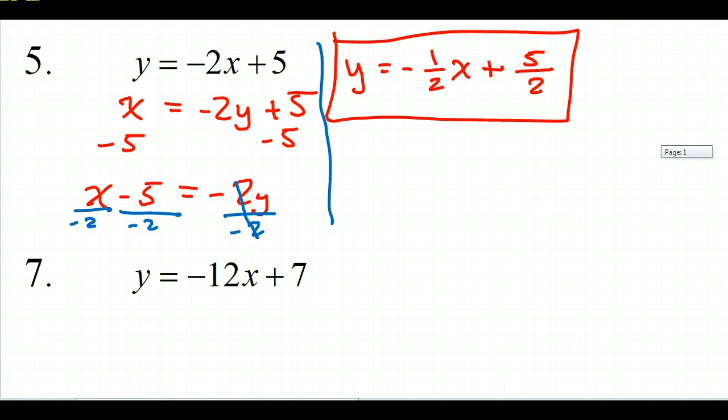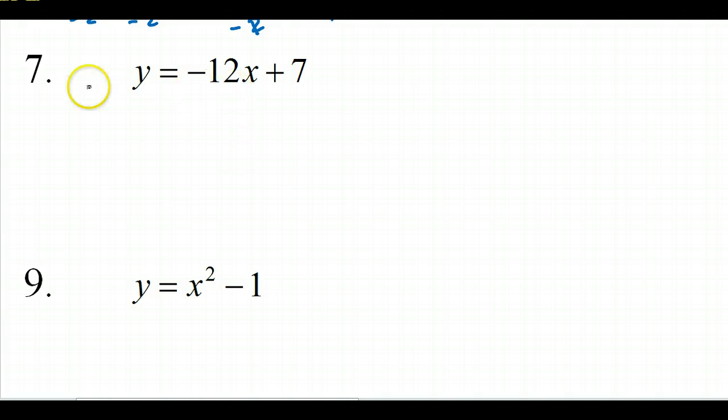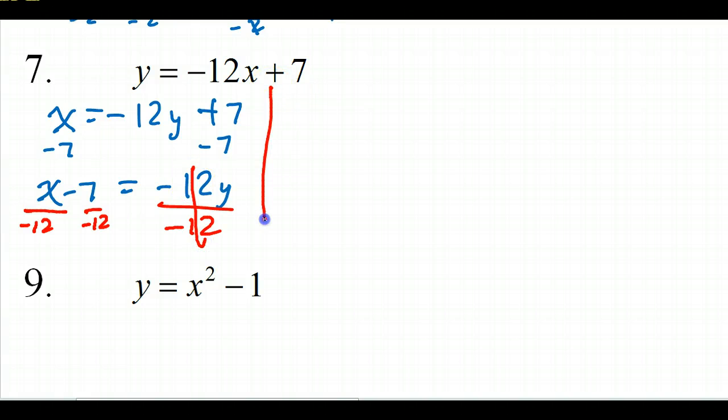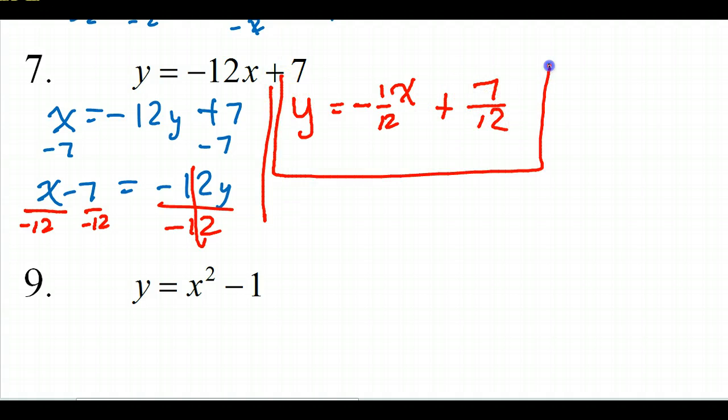All right, look at number 7. Switching the x and y's, we're going to have x equals negative 12y plus 7. Subtract 7 from both sides, so that's going to give me x minus 7 is equal to negative 12y. Go ahead and divide both sides by negative 12. So those are going to cancel out. So that's going to give me y equals negative 1/12 x plus 7 over 12. All right, so that'd be number 7. Any questions right there?